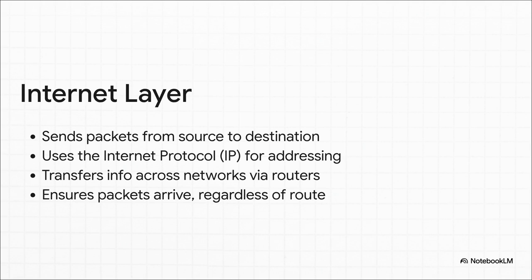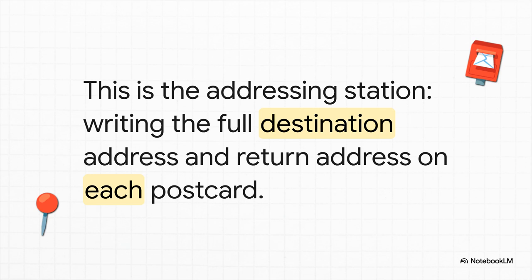Then, routers all over the world read that address and just forward the packet along, from one network to the next. What's wild is that it doesn't care about the best route, just any route that gets it closer to its final destination. And in our post office analogy, this is super simple. This is the addressing station. Every single postcard gets stamped with the complete destination address and, of course, a return address before it's sent out into the world.